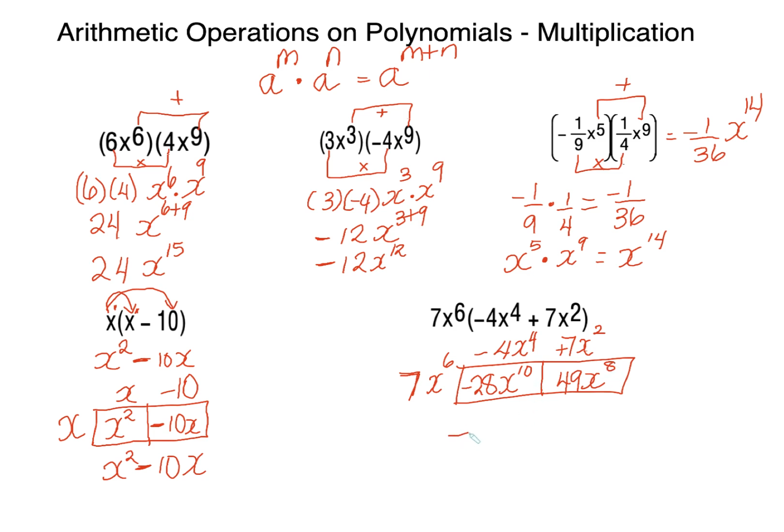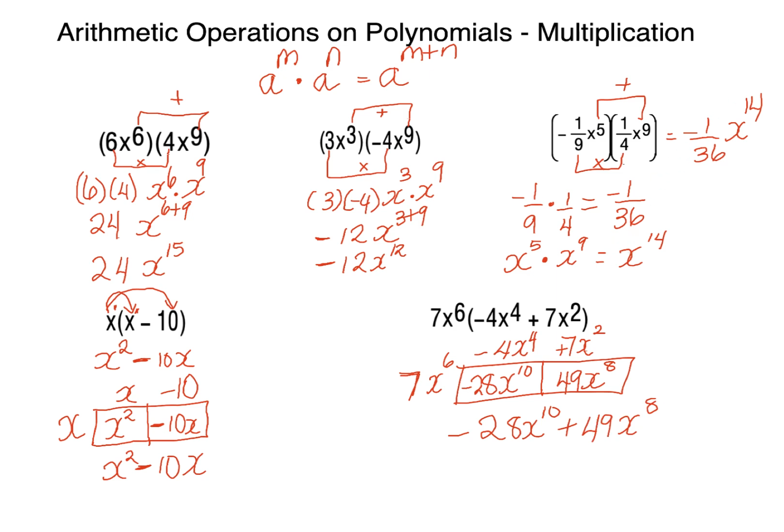And then we put our answer together. Negative 28x to the 10th power. And we need an operator. The 49 is positive, so that will be a plus 49x to the 8. But luckily for you guys, you have multiple choice.